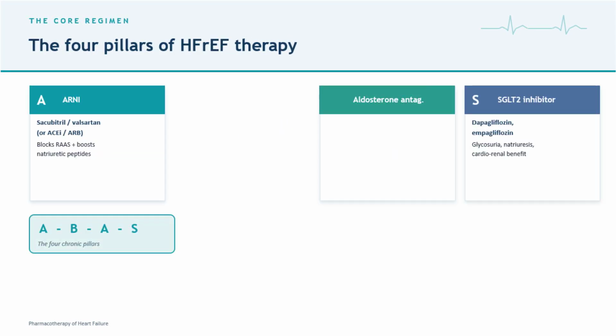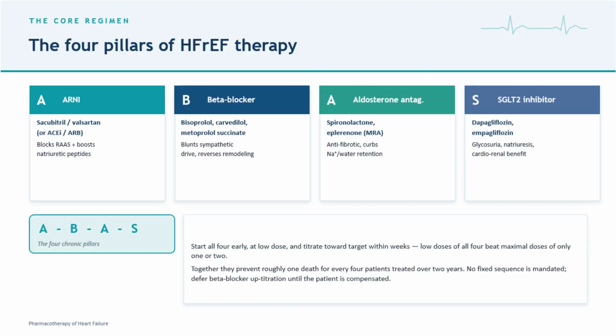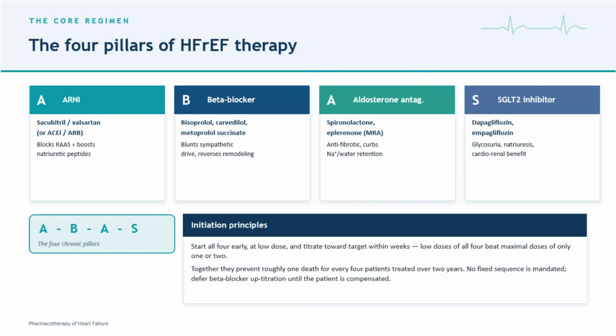Okay, this is the money slide, the 4 pillars of GDMT for heart failure. If you remember nothing else from this whole lecture, remember these 4: ARNI, beta blocker, aldosterone antagonist, and SGLT2 inhibitor. Say it with me: ABAS.